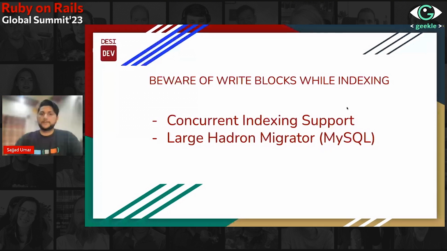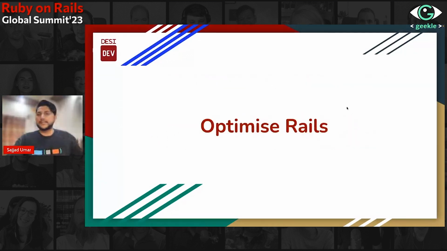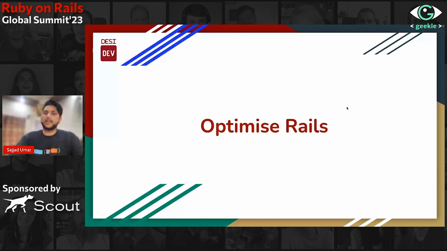Let's zoom out a bit. Besides ActiveRecord, Rails has many other moving parts. Let's discuss some techniques to optimize Rails in general.